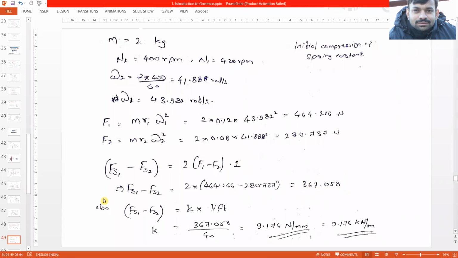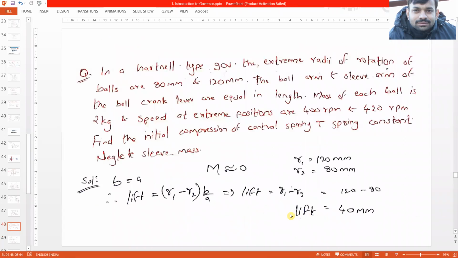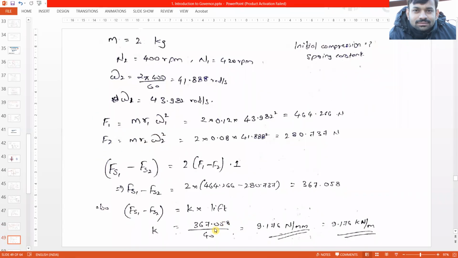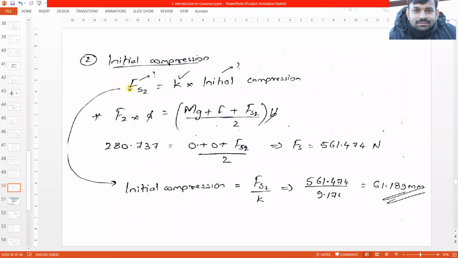Okay. And this difference in spring force is equal to stiffness multiplied by lift. So we determined the value of lift as 40 mm. So this spring constant comes out to be 9.176 Newton per mm, or kilonewton per meter. Okay. So the initial compression, this Fs2 would be equal to K into initial compression.